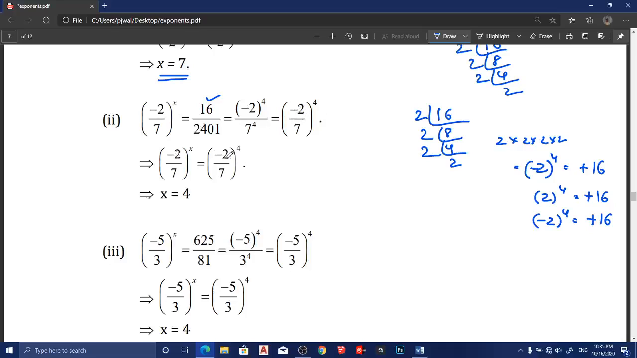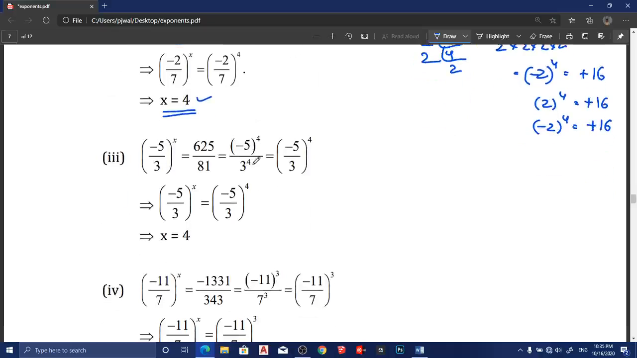Observe these two by writing them side by side. Minus 2 by 7 raised to the power of x is equal to minus 2 by 7 raised to the power of 4. By observing these two, you can conclude that both the bases are equal. Therefore, the exponents will be equated, which is x is equal to 4. Okay, so like this we can do this problem.